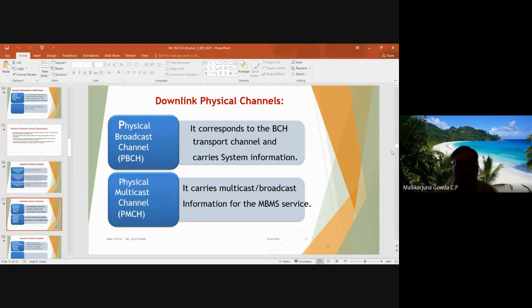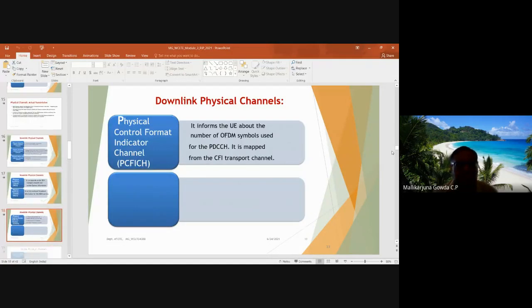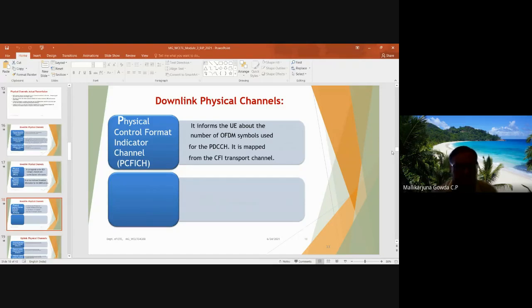So I think you will be able to relate one-to-one if you understand from logical control channel to transport channel and to the physical channel. So there is a link. I will show the diagram also, how they are mapped to each other. Okay. And so totally there are 6 downlink physical channels.